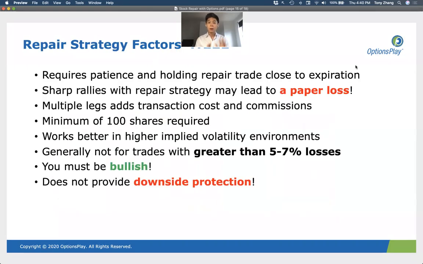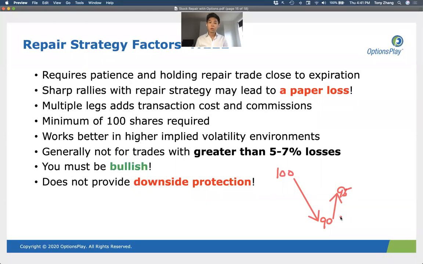So let's just talk a little bit about what we talked about and some of the nuances that I still haven't gotten to that we'll get to when we talk about the real examples. Number one, this strategy requires patience and requires you to hold the repair strategy close to the expiration date. So let's say you have a $100 stock, the decline's at $90, you put on that repair strategy, and the stock quickly gets back up to 95, your new break-even price. But let's say it happens in a week, but the repair strategy you put on was 45 days. You put on a 45-day option, and the stock returns to your break-even price at 95.